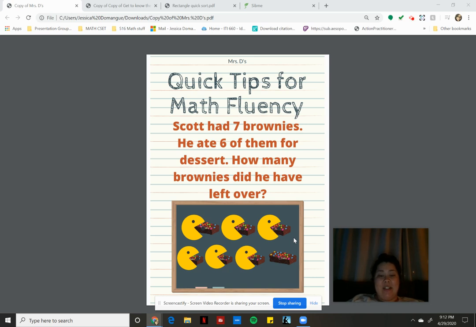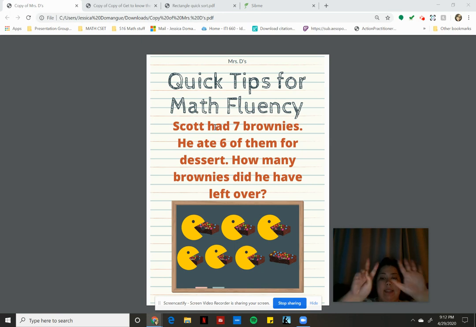Hi, scholars. So today we're going to start with fluency, very similar to what we did yesterday with our practice in our Zoom class and in our video. So we're going to look at our problem and let's read it together.